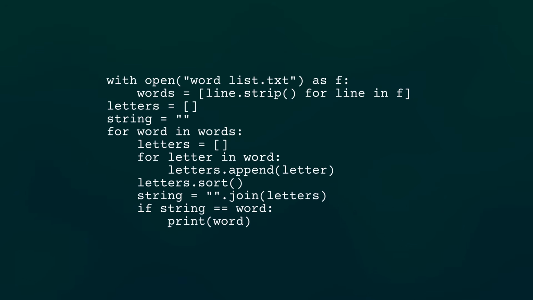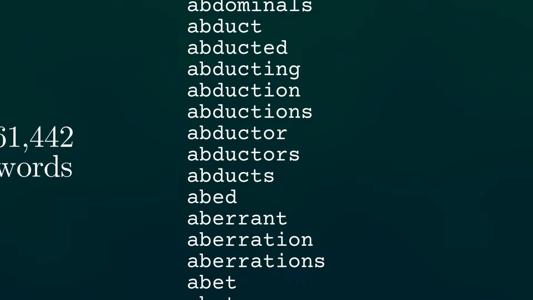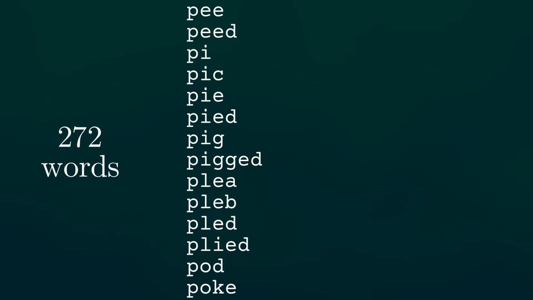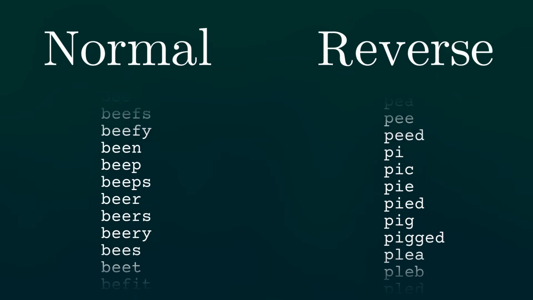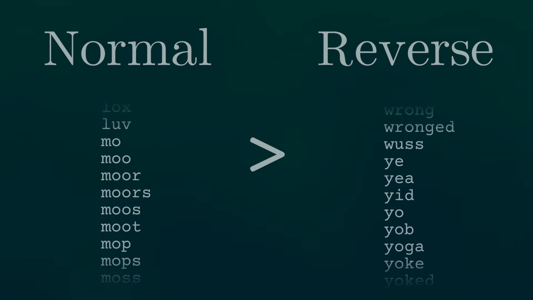Another cool thing is that you could also do this with words spelled in reverse alphabetical order. If I edit the code a bit again to put the spellings in reverse alphabetical order instead, here's what we find. Out of 61,442 words, 272 of them are spelled in reverse alphabetical order, approximately 0.44% of the words. I'm not exactly sure why there are fewer words in reverse alphabetical order, but it's definitely interesting. You guys can let me know in the comments if you have any theories.